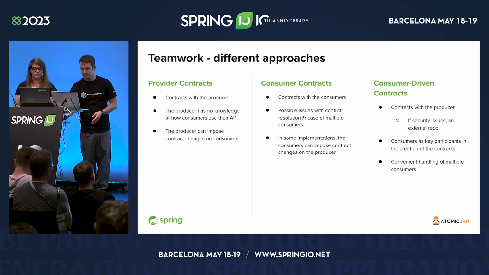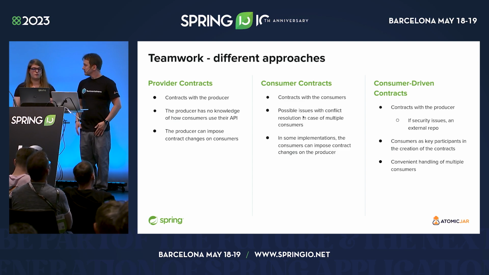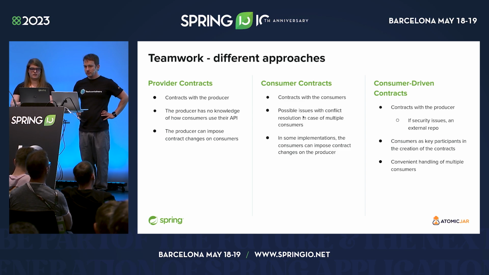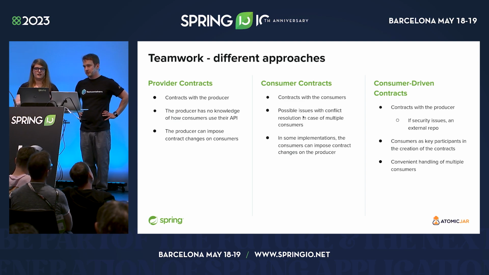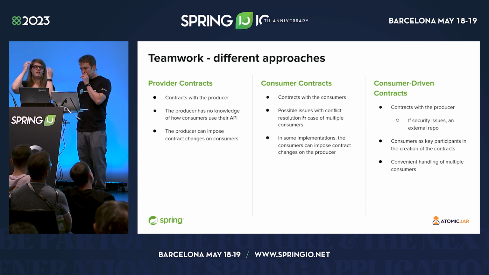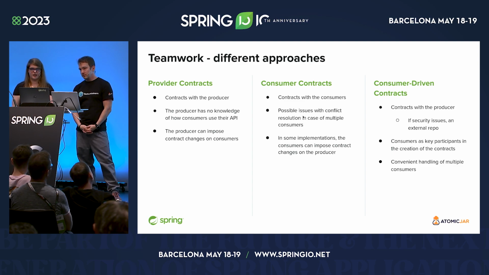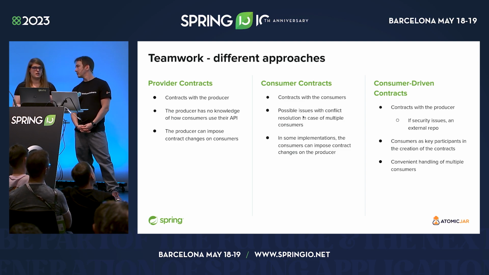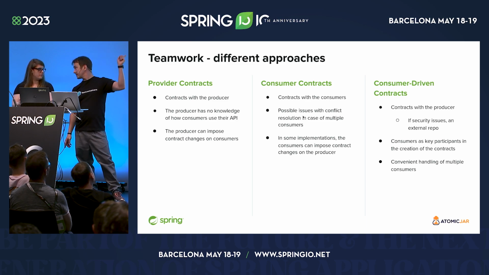But there are various approaches, and we would argue that some are better than others. You could have provider contracts where the contracts lie with the producer, and the producer does not have knowledge on how consumers use their API. So it's similar to schema. It can just publish something and be happy and not care what the consumers do with it. And in this kind of approach, the producer can also impose contract changes and API changes on consumers.